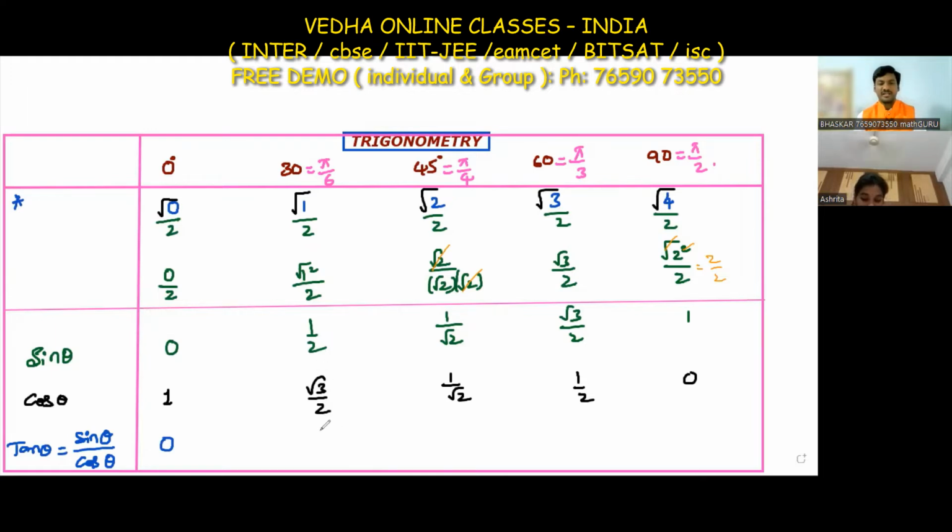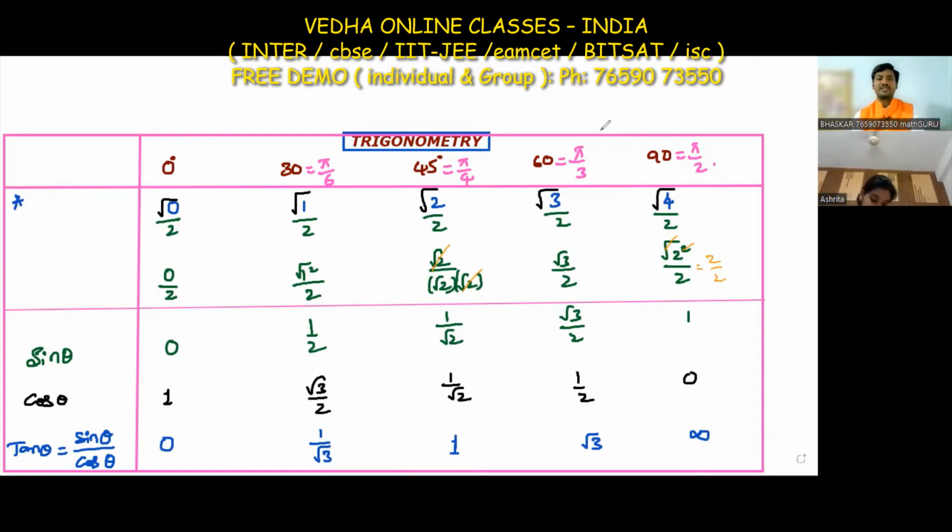For tan 30, 1 by 2 divided by root 3 by 2, 2 gets cancelled, so 1 divided by root 3. For tan 45, 1 by root 2 divided by 1 by root 2, it gets cancelled, so we get 1. For tan 60, root 3 by 2 divided by 1 by 2, 2 cancels, and root 3 remains. And tan 90 is 1 by 0. Something divided by 0 is not defined, undefined.